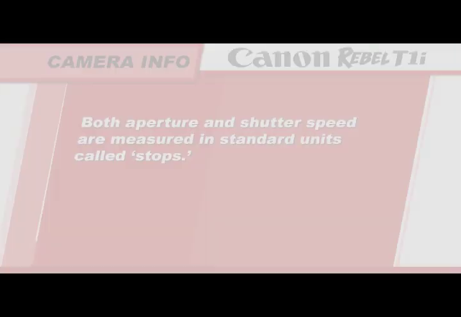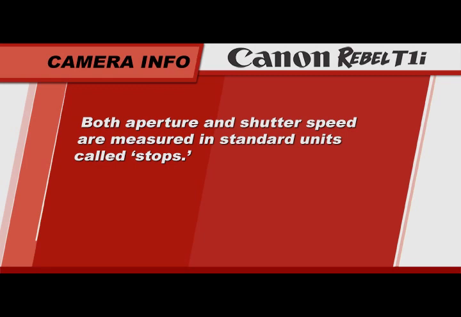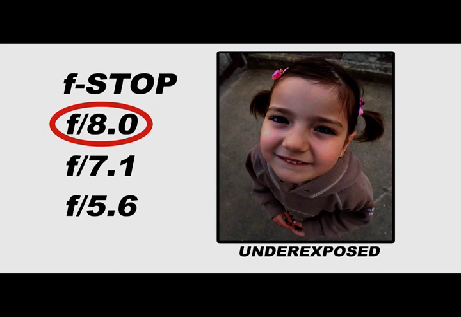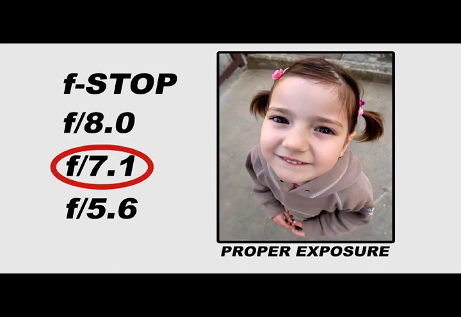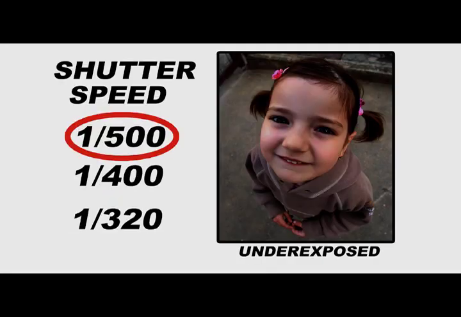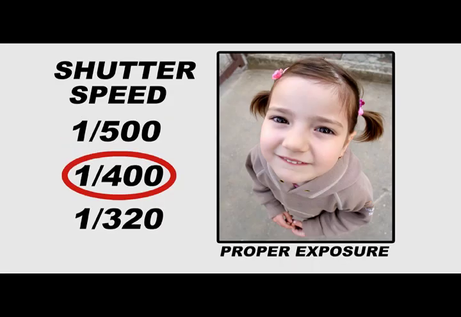Let's briefly examine one more photographic concept: aperture and shutter stops. Both shutter speeds and apertures have a standard series of settings called stops. Opening the aperture by one stop will double the light that reaches the sensor. Similarly, speeding the shutter by one stop will reduce the light that reaches the sensor by half.